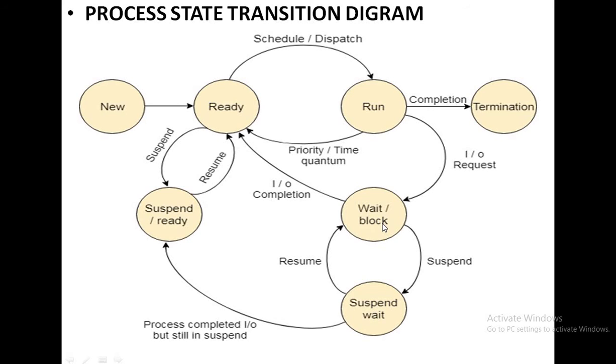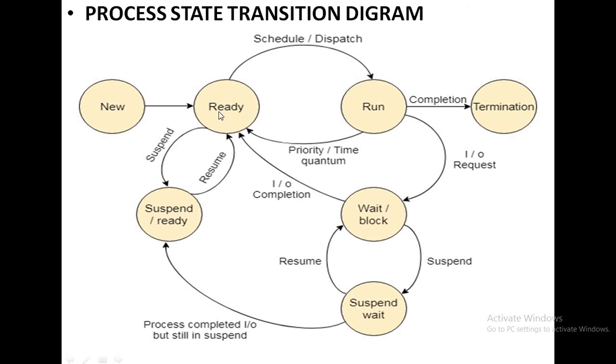That means the process comes to the suspended wait state, and after the waiting state is freed, then again the suspended wait process is moved to the waiting state, and then it moves to the ready state, and then to the run state. After the completion of execution, it may move to the termination state. Same as suspended wait, there is also one state, that is the suspended ready state.